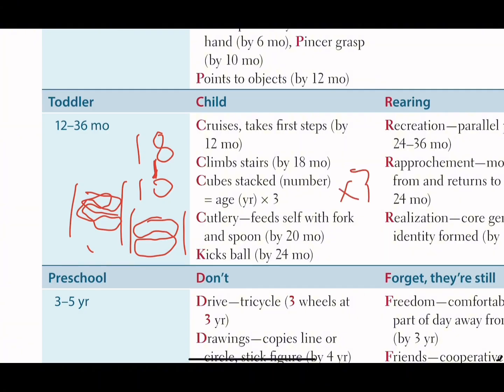Feeds themselves by 20. We said that's a plate, and this is a spoon and a fork too. Let's imagine it's written like that, 20. So a spoon and a fork, by 20. Kicks the ball, 24.